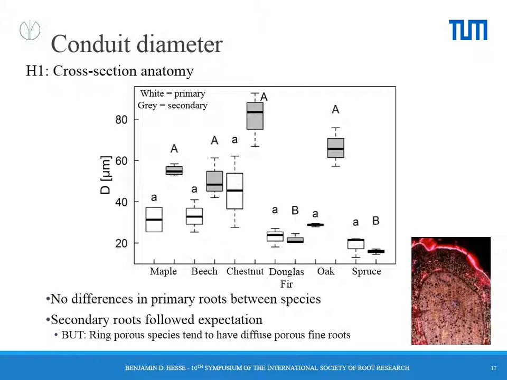But something interesting we found, for example, if you now focus on the picture on the right bottom, we see that the ring porous species, or better I should say the stem ring porous species, show diffuse porous roots. So they don't really show the typical stem, typical ring porous architecture. As you can see, the vessels are clearly distributed all over the place.